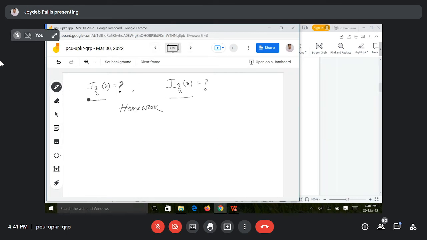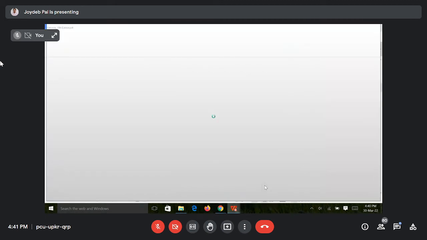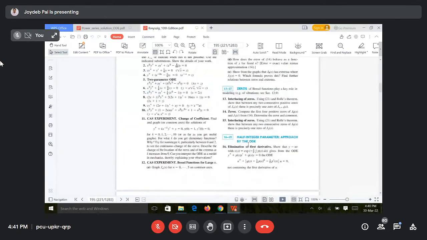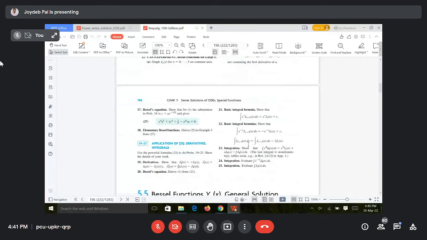Okay, now the last type of problem, which is related to integration. Now, how are these formulas coming? Integration of x to the power nu J nu minus 1 x dx is equal to x to the power nu J nu x plus c, or integration of x to the power minus nu J nu x dx is equal to minus x to the power minus nu J nu x plus c. How are we getting this basic integration formula? From the properties.